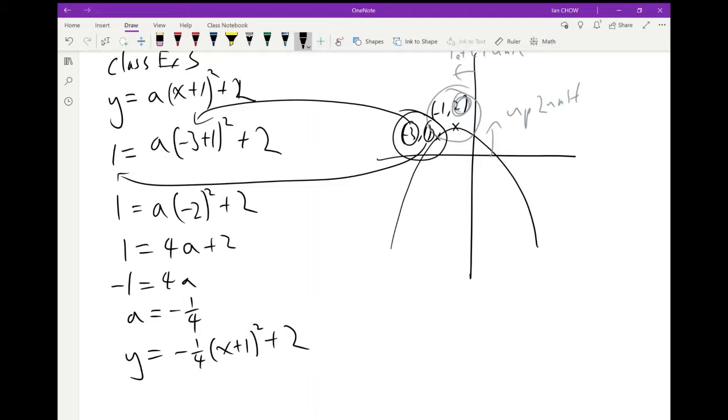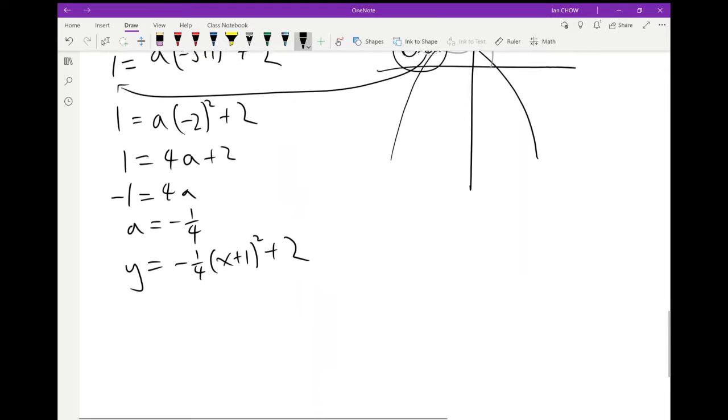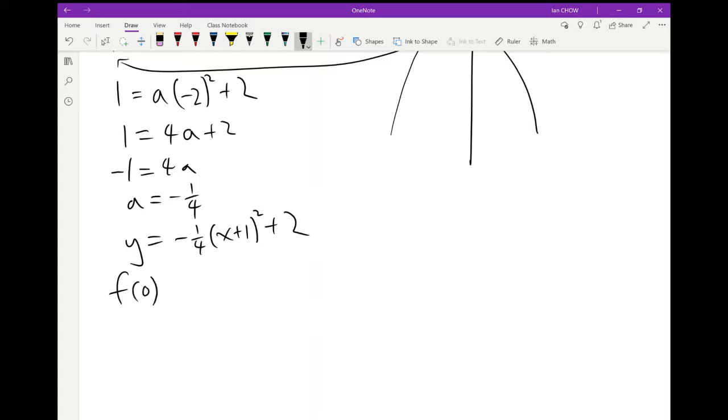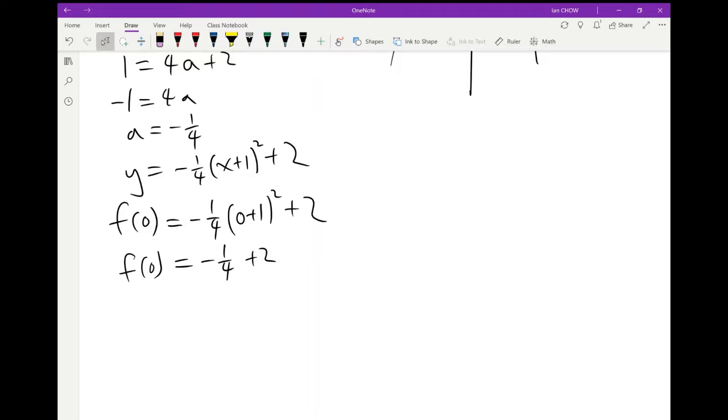And then in part B, we want to find the x and y intercepts of the graph algebraically. And so, first thing, I'm going to set f of 0 to find the y-intercept. That's the easy part. And when we do that, we have f of 0 is equal to negative 1 over 4, bracket 0 plus 1 whole squared plus 2, and then 0 plus 1 is just 1. 1 squared is 1, times anything it's itself, so we have f of 0 is equal to negative 1 quarter plus 2, and so 2 is the same as 8 over 4, and so 8 over 4 minus 1 over 4 is 7 over 4.